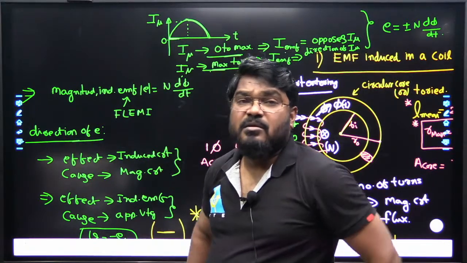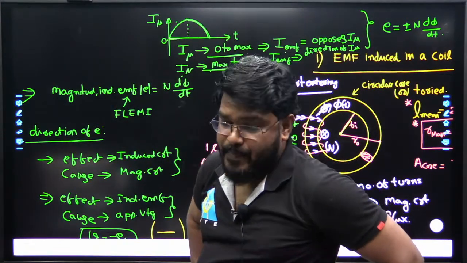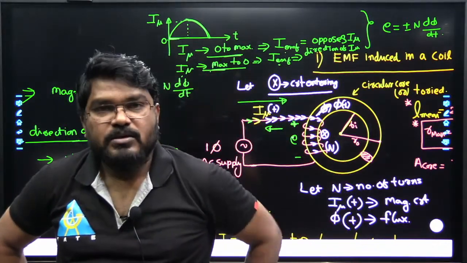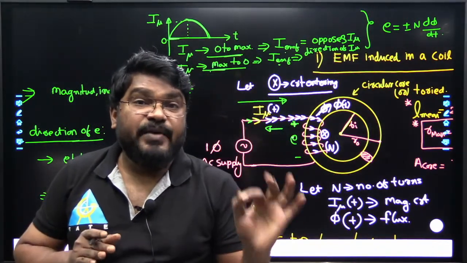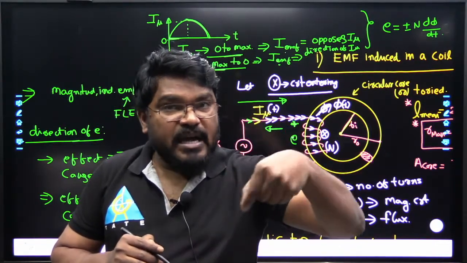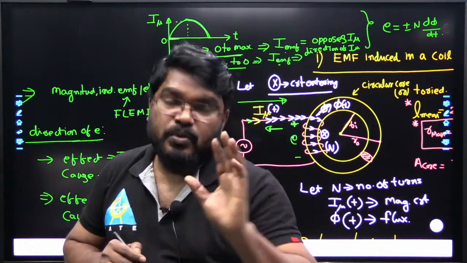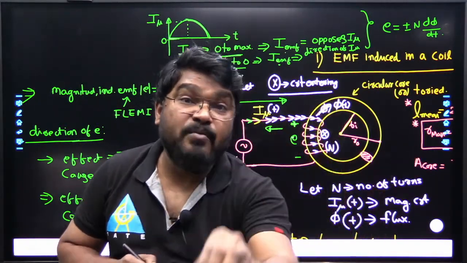Is it all clear? Very important. Why do we have to find out the polarity? The effect opposes the very cause producing it. Which one is the effect here? The effect is the current due to the induced EMF, and the cause is the current from the supply voltage.